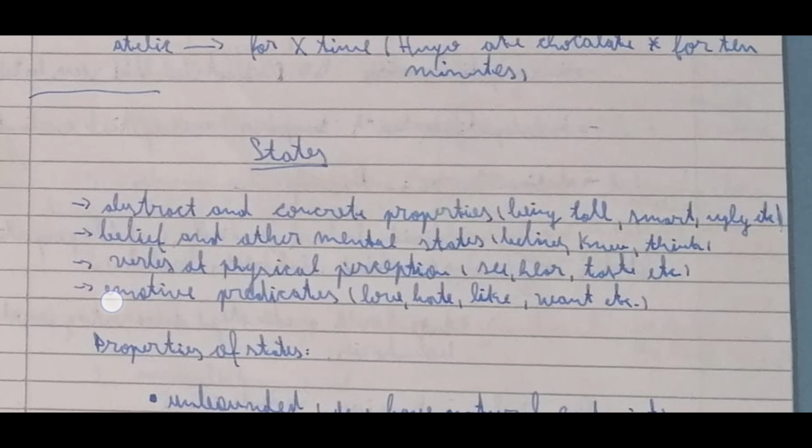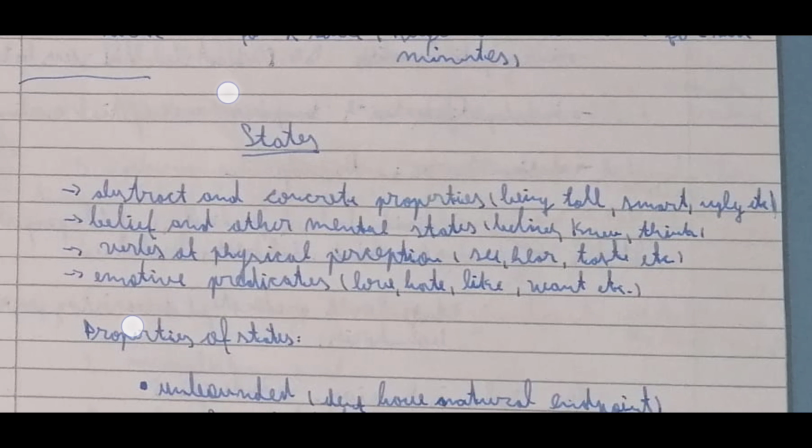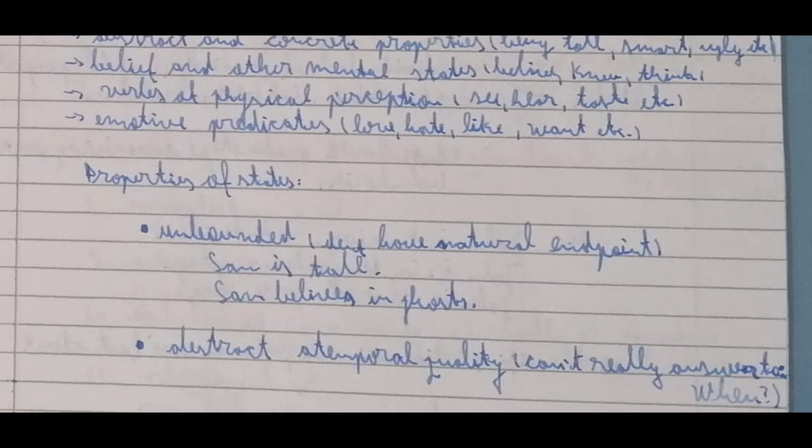States. Abstract and concrete properties. Being tall, smart, ugly, etc. Believe and other mental states. Believe, know, think. Verbs of physical perception. See, hear, taste, etc. Emotive predicates. Love, hate, like, want, etc. Properties of states.